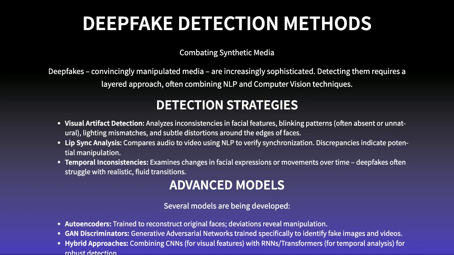Okay, let's talk about deepfake detection. These are basically convincingly fake videos or images, and they're getting really good at fooling people. So how do we spot them? Well, there are a few key strategies. First, we look for visual glitches, unusual blinking patterns, lighting issues, and distortions around the edges of faces. Then, we check if the lip movements match the audio, which is often where deepfakes stumble. Finally, we analyze how the face moves over time. Do the expressions flow naturally? Researchers are using some really clever techniques like autoencoders to spot inconsistencies, and even GAN discriminators trained specifically to identify fake content. Combining computer vision with natural language processing is key to tackling this challenge effectively.